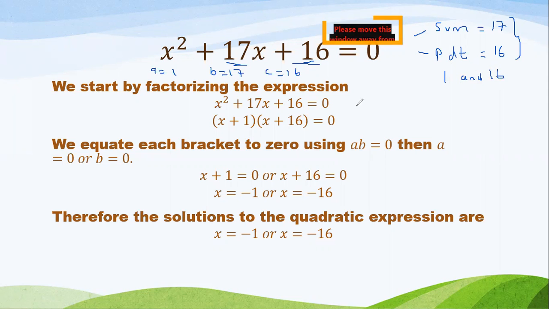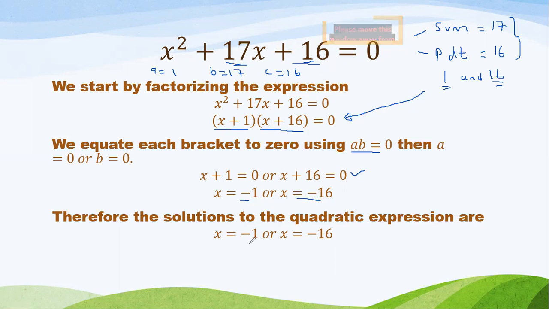After knowing the 2 numbers, we go ahead and do the factorization. When we factor these values, we come to this step here, which is x plus 1 times x plus 16 equals 0. We then apply the principle, if AB equals 0, then A equals 0 or B equals 0. That implies that we can equate the first bracket to 0, and we can also equate the second bracket to 0, which is the step down here. Finally, we solve these linear equations, and we have x as negative 1 and x as negative 16.